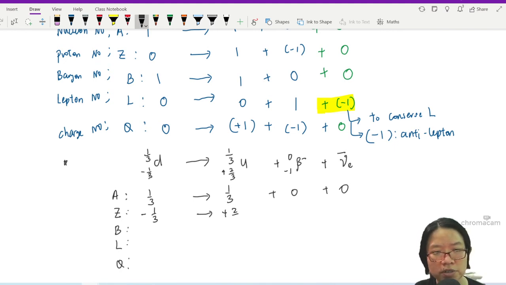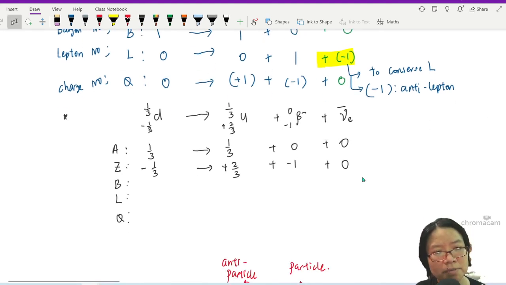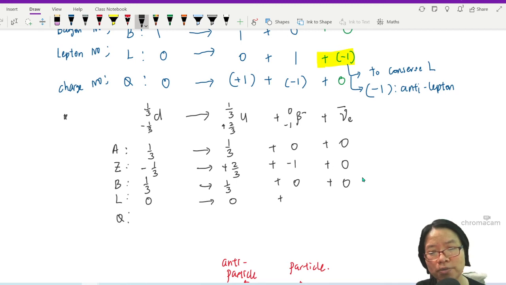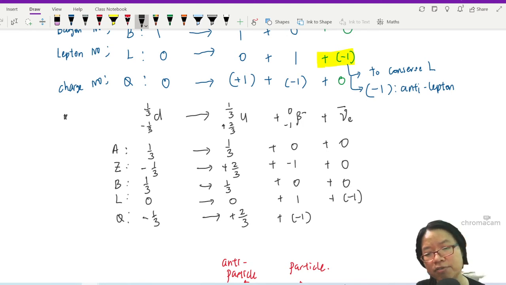So this one will be positive 2/3 plus negative 1. That's 0. Still balance. This is 1/3 of a baryon, this is 1/3 of a baryon, 0, 0. Not a lepton, not a lepton, and lepton. And the charge here will be negative 1/3, becoming positive 2/3 plus negative 1 plus 0. Okay? So the numbers are always balanced, right?